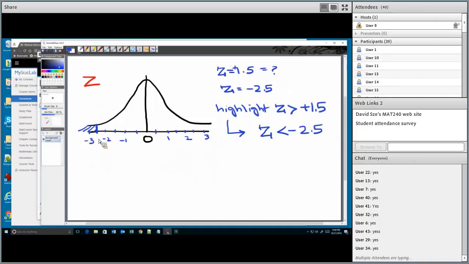Very good. Okay, let me ask you a challenging question now. If I was to highlight z less than 0, would you say that area is equal to z greater than 0? Would you say that's true or no? Is the region on the left of 0 equal to the region that is greater than 0? Is that true or no?